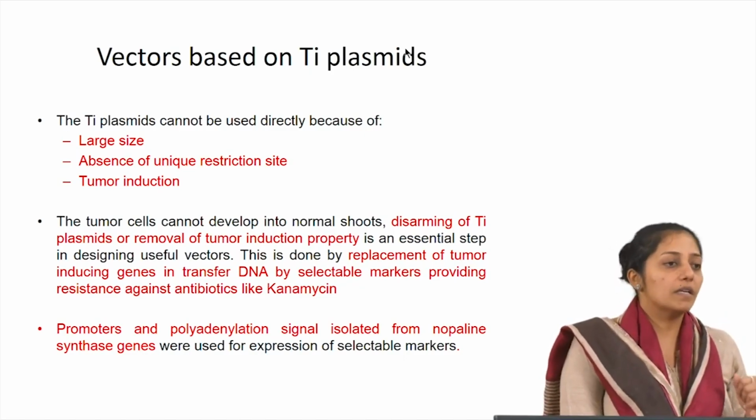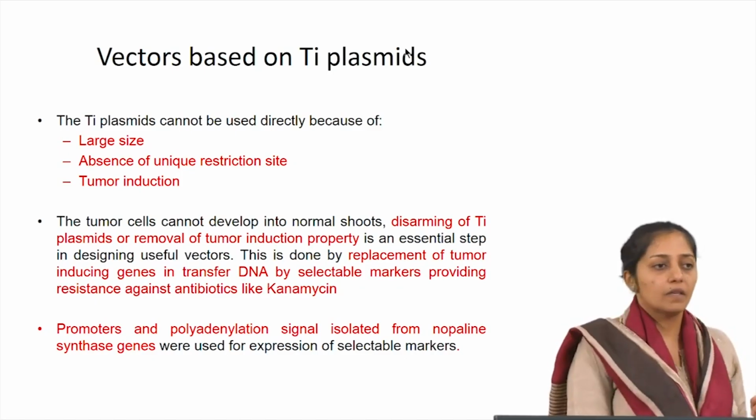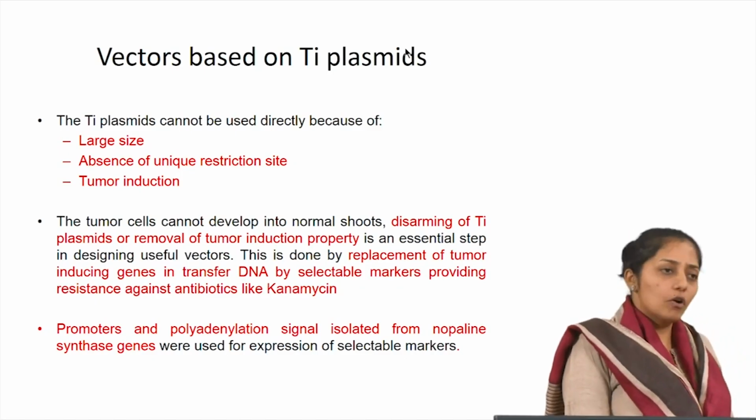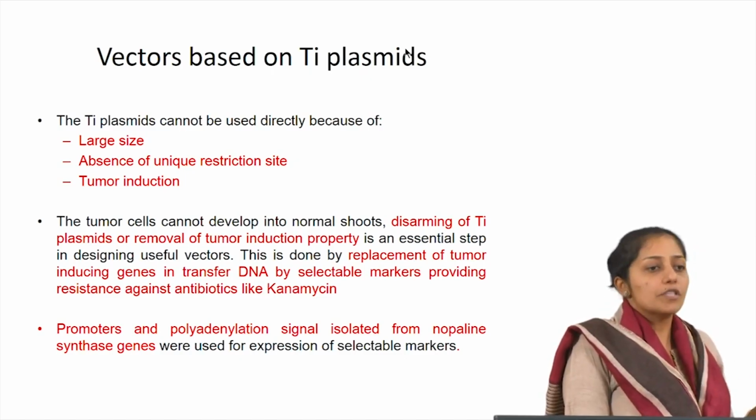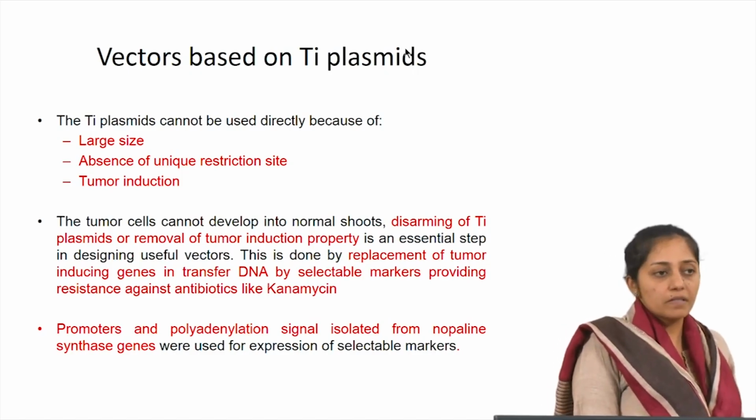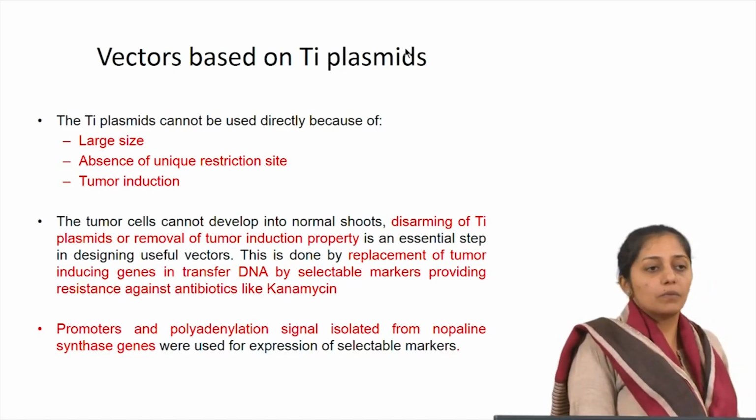Why do you think tumor induction has to be avoided? If we don't disarm, there will be oncogenic genes present. So the morphogenetic event would be causing tumors or causing adventitious roots. That is not the purpose. If that happens, what will happen?